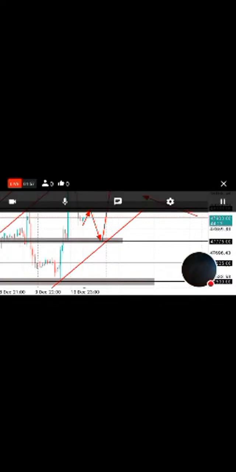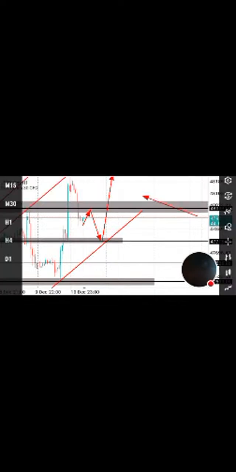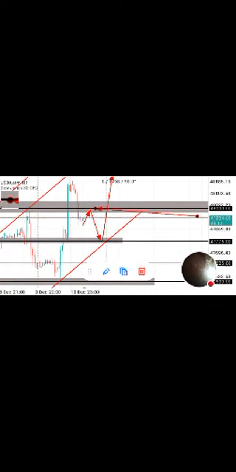I don't see any big thing to do here on US 30. Just know that this market is pushing to the upside. So whatever is happening around this point here, you just call it a retracement. This is a retracement because we have a very strong level here, so it will be very very difficult for price to break out from this point here.